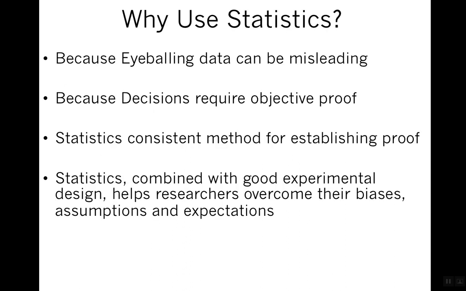We use statistics because eyeballing the data can be misleading, and we require objective proof when we want to say that something is larger than something else. So statistics provide us with a consistent method for establishing proof, and when they're combined with a good experimental design, they help overcome our natural biases and assumptions.